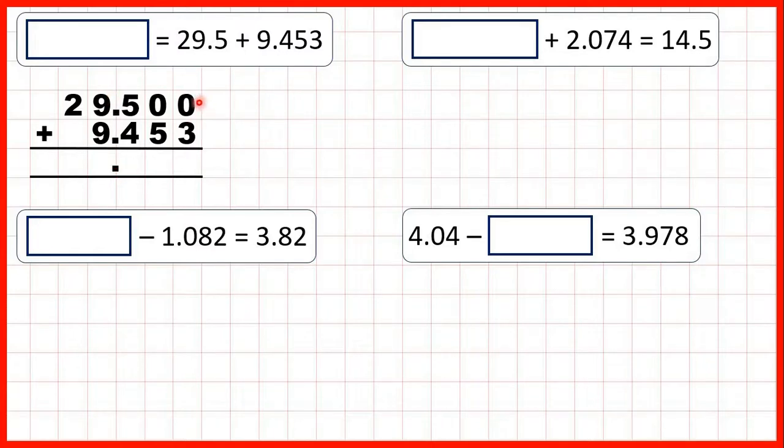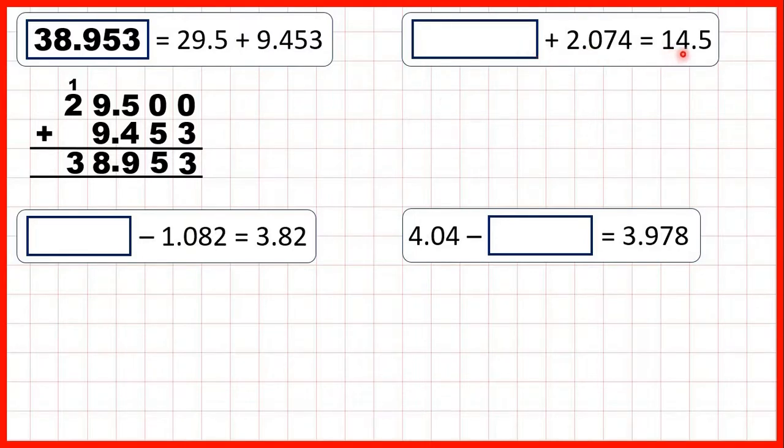And now we can use column addition. 0 plus 3 is 3, 0 plus 5 is 5, 5 plus 4 is 9, 9 plus 9 is 18, so 1, 8, and 1 plus 2 is 3. So our answer is 38.953. Now something plus 2.074 equals 14.5. So here we have a missing addition problem, and whenever we have a missing number in an addition, we always use the inverse operation, so we use subtraction to find our missing number.